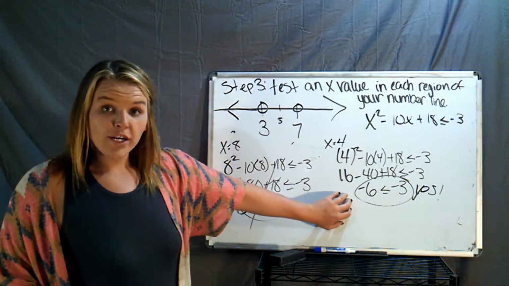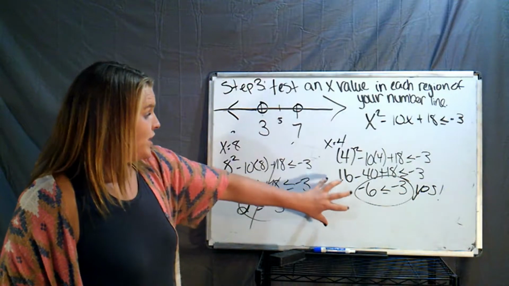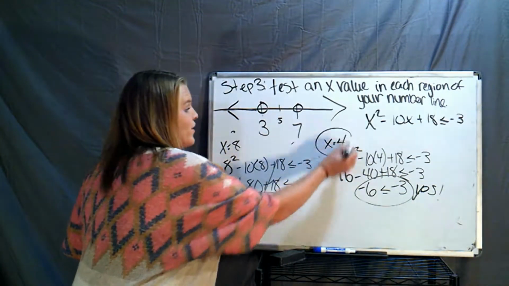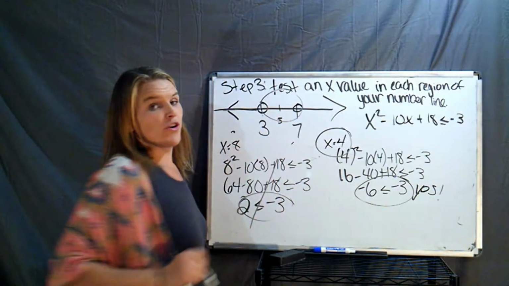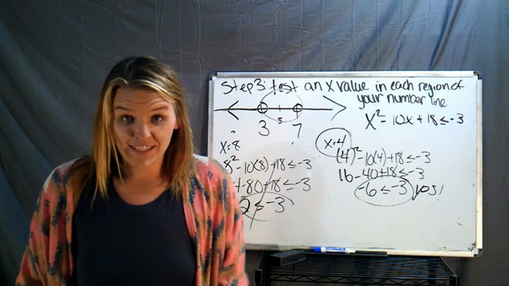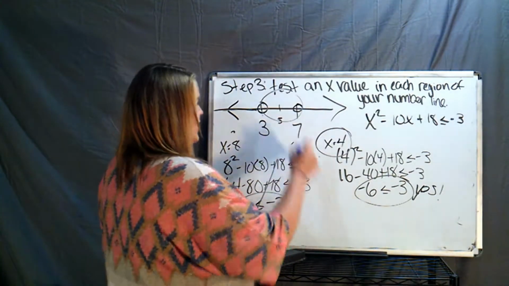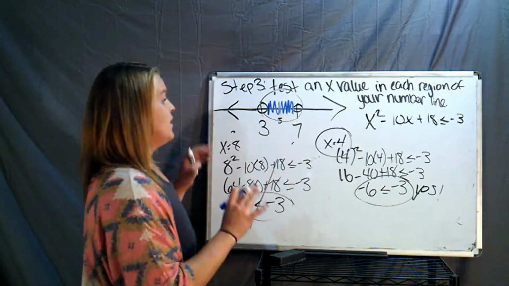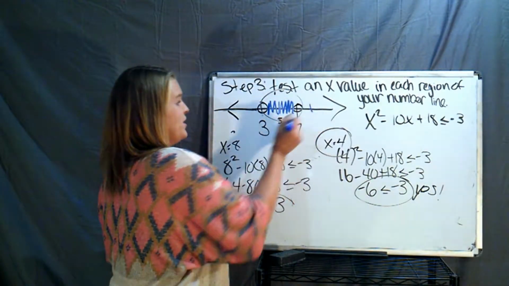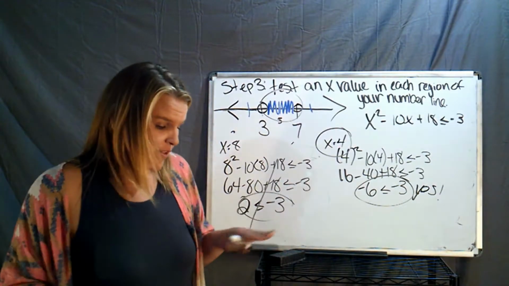This is the one that worked. Negative 6 is less than negative 3, and we had plugged a 4 in there. We were testing this region of our number line, so that is the one that works. That is the one I'm going to want to shade in. When I tested a value here, and when I tested a value here, they did not work, so we are going to leave them unshaded.